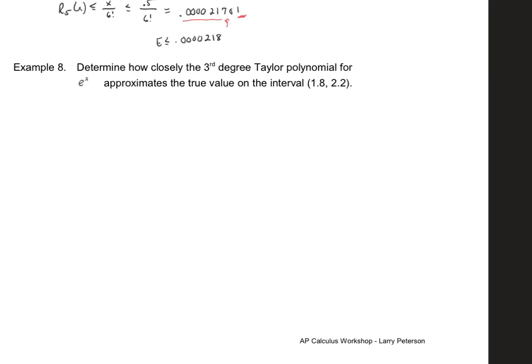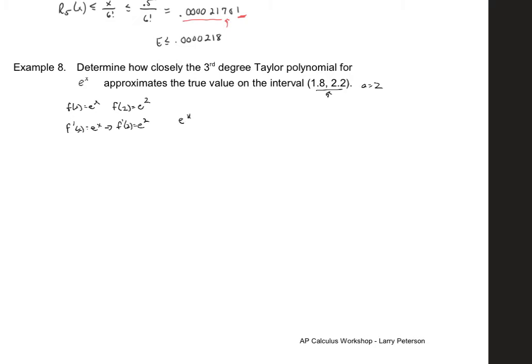Now we're going to determine how closely the 3rd degree Taylor polynomial for e to the x approximates the true value on this interval. Now you can see this interval is centered at 2, so that means that all of our derivatives have to be at 2. So we need to know what is f of 2, and of course for e to the x, all of the derivatives are going to be e to the x, which means we're going to evaluate them all at 2, which means they're all going to be e to the 2nd.